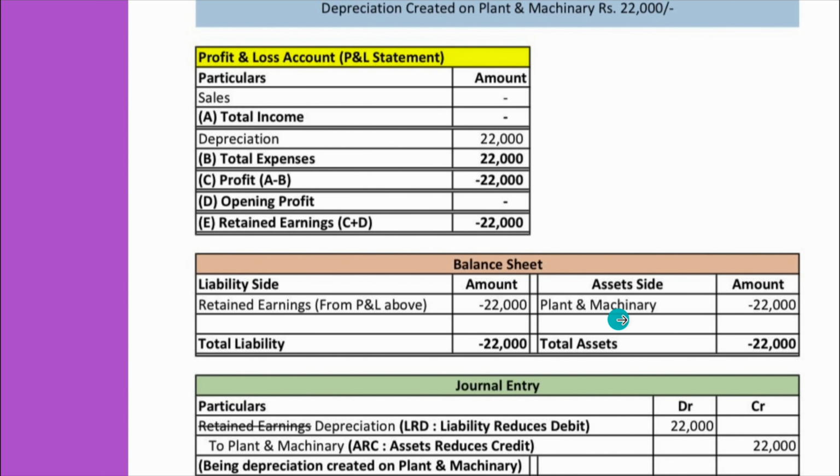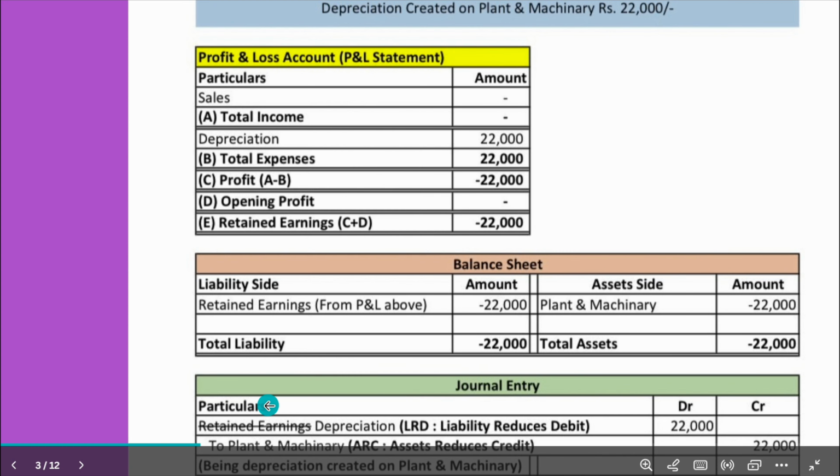Plant and machinery on the balance sheet asset side is reducing to the extent of depreciation, rupees 22,000. Depreciation is basically wear and tear in property due to its use. So value of plant and machinery is reducing by rupees 22,000 on account of depreciation. So total assets is minus 22,000 and total liabilities is also minus 22,000, and your balance sheet tallies.